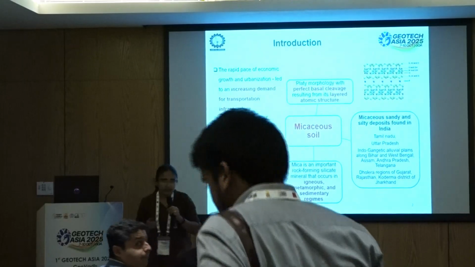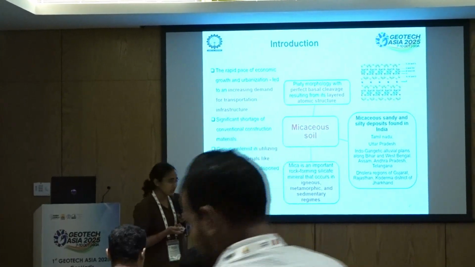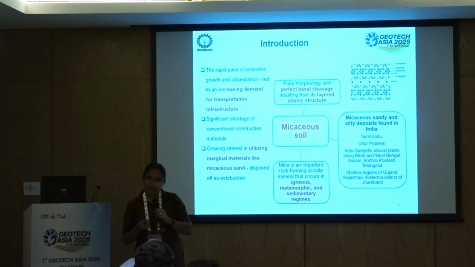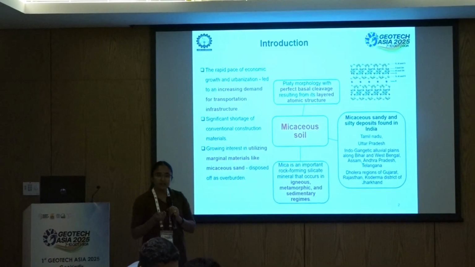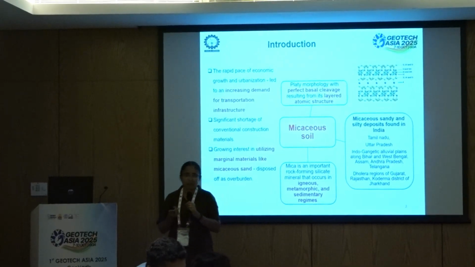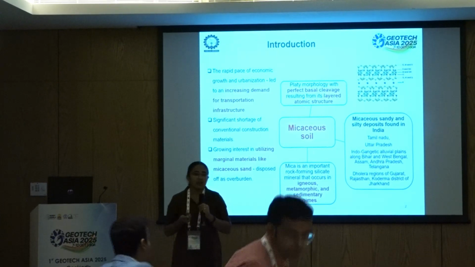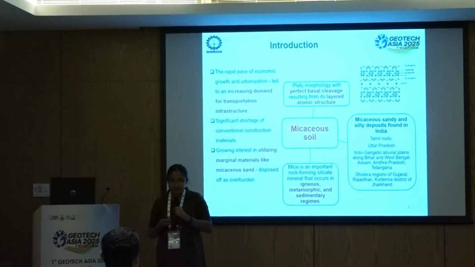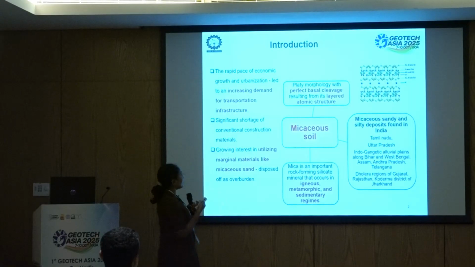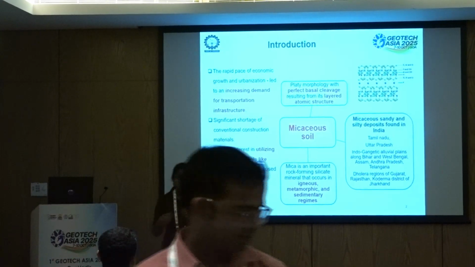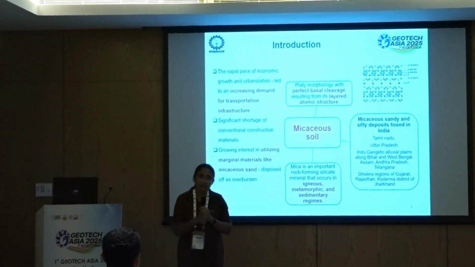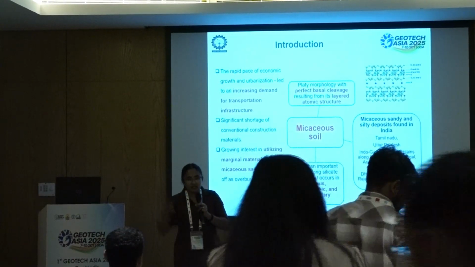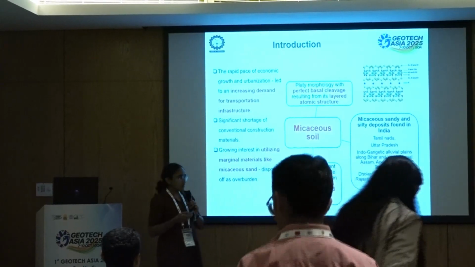Due to the lack of conventional materials satisfying the IRC codes, we are in need of utilizing many marginal materials. One among them is micaceous sand, a soil which contains mica, a muscovite mineral having platy morphology, which usually occurs in all three types of rocks. This platy morphology comes from the rock formation which has perfect basal cleavage, foliated over each other, so it has a weaker plane on one side and stronger planes on the other side.